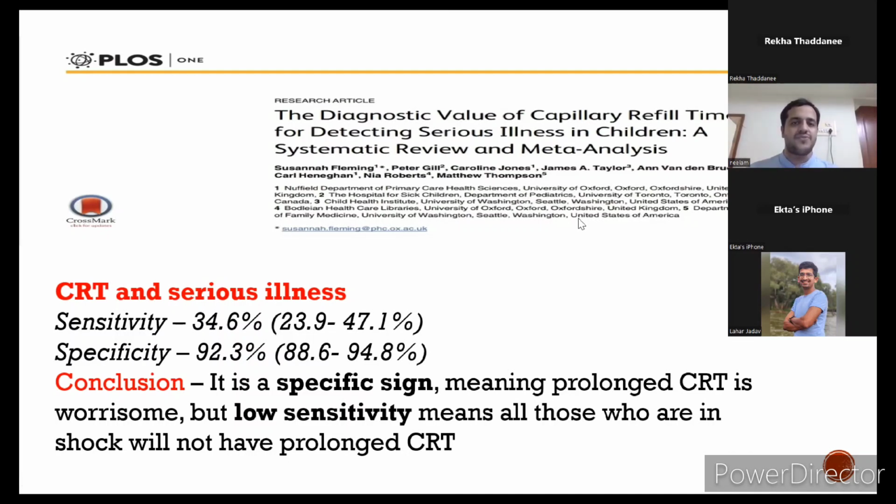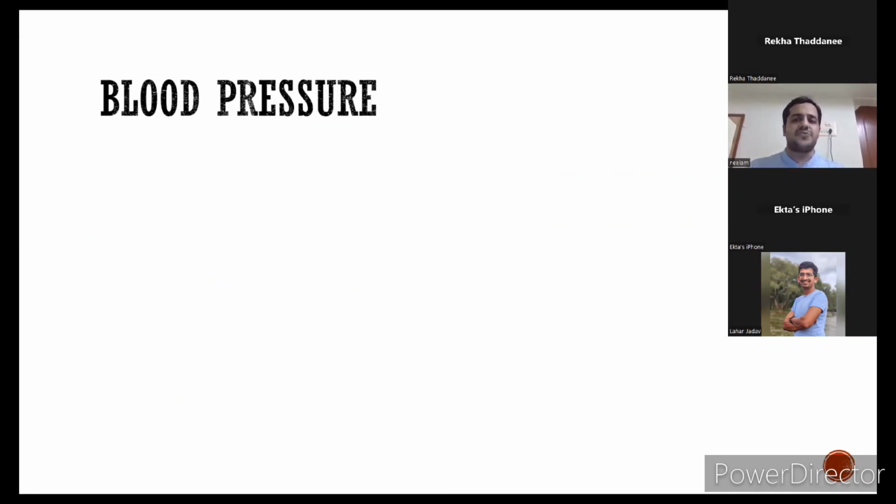There may be quite a few where the CRT is normal, but still the baby has poor perfusion. So our CRT is not very reliable. You cannot rely on it totally. Then coming to the blood pressure.